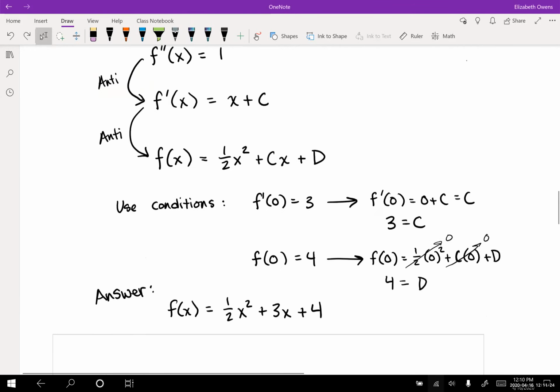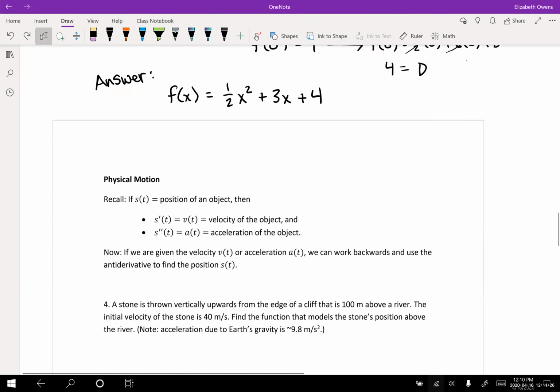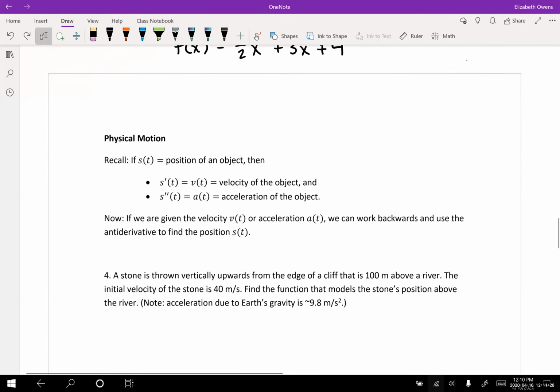So we're going to look at our next problem here. And it's the same type of idea. It's just going to relate now to the concept of physical motion, which we've looked at before. So a little recap of that, a little refresher.